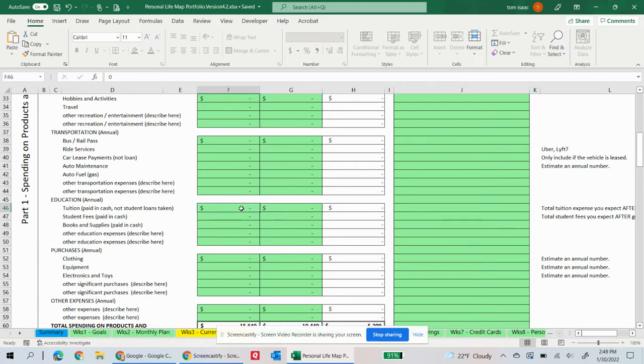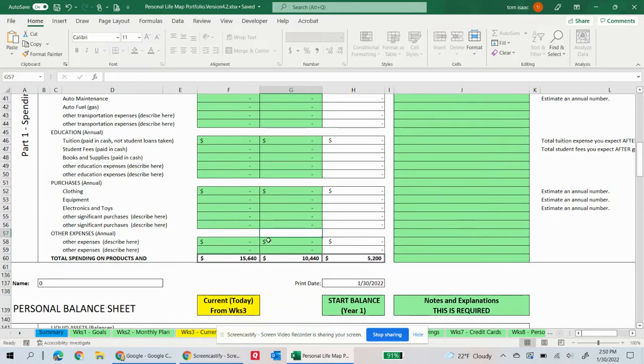Please don't include your current loan repayment for your student loans, and do not include any of your current tuition expenses. This is after you graduate from Point Park. You should not have Point Park undergraduate expenses. You could have graduate expenses, you could have other courses, but not your current undergraduate or your student loan repayment. Then you get down into your purchases, clothing, equipment, toys, and things like that, and other expenses.